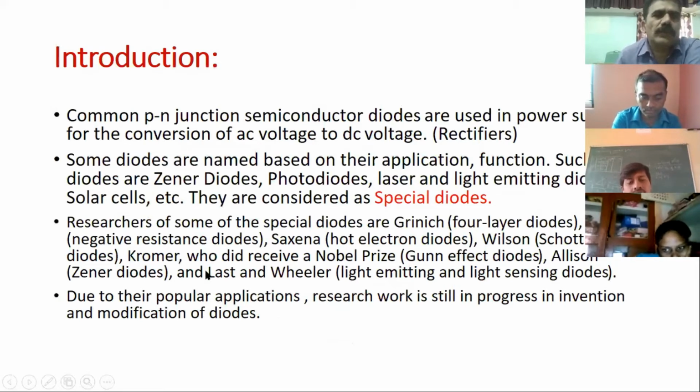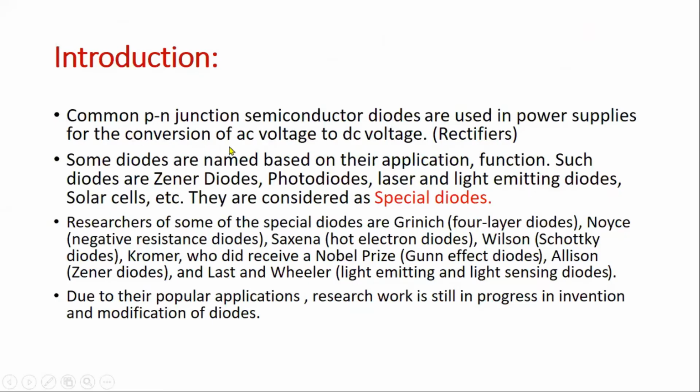As all of you know, common PN junction semiconductor diodes are used in power supplies for the conversion of AC voltage to DC voltage. In general they are called rectifiers, so you'll come across half wave rectifier or full wave rectifier, etc. Now what I am talking about is some kinds of diodes named based on their application function. Such diodes include Zener diodes, photodiodes, laser diodes, light emitting diodes, solar cells, etc. They are considered special diodes here.